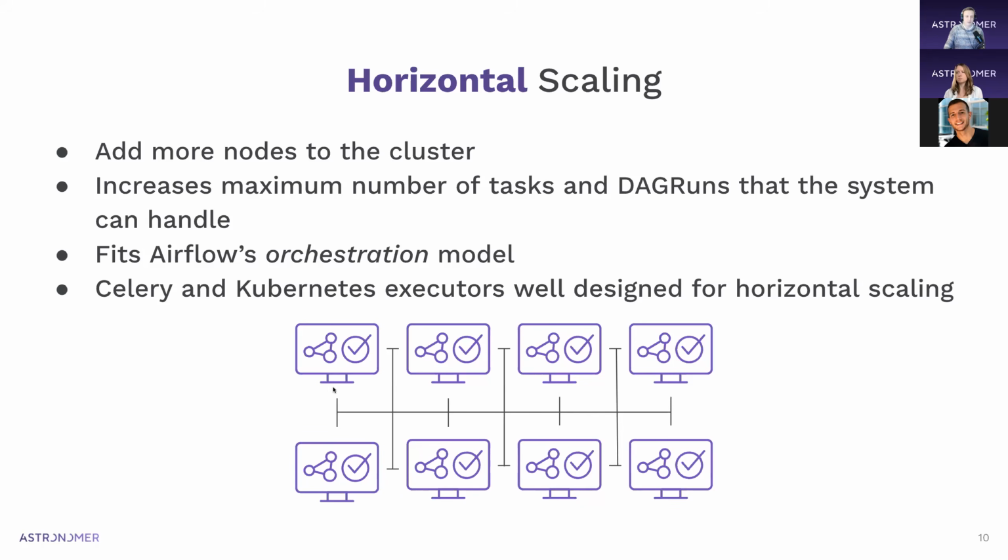So at the bottom here, we see these black lines connecting all the instances. They have to be able to communicate with each other. It can basically be scaled as needed up to any point. There's going to be limits, of course, but in theory, I have yet to see a limit with myself and with our customers of how far we can really take this. And Celery and Kubernetes executors, as we've talked about, are really well designed for this horizontal scaling. So it's a great fit for Airflow. And I almost always prefer this over vertical scaling when possible.